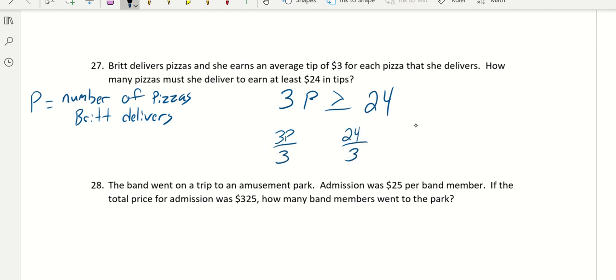We're going to divide by 3 on both sides. Do we need to flip our sign? No, we don't. So P is greater than or equal to 24 divided by 3, which is 8. So how many pizzas must she deliver and earn at least $24 in tips? At least 8 pizzas.